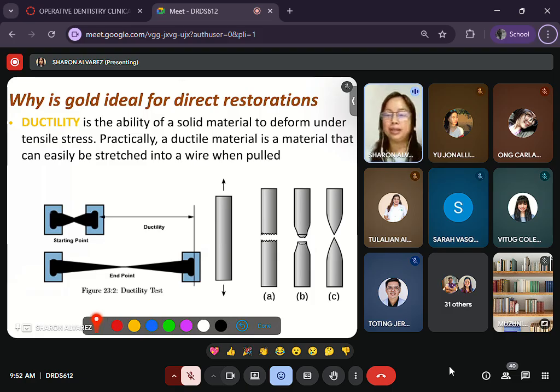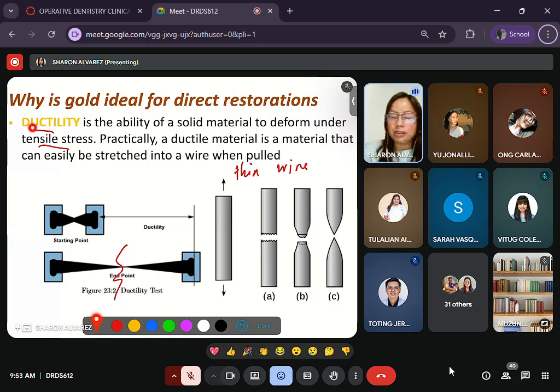So let's go back to ductility and malleability. We mentioned that gold is the most ductile, the most malleable metal. So what is ductility? Ductility is defined as the ability of any solid material to deform under tensile stress. So in short, it's the ability of the material to be stretched without being fractured. So the gold can be turned into very thin wire. You can stretch out the gold into very, very thin wire without fracture, without breaking. So it's the most malleable, ductile.